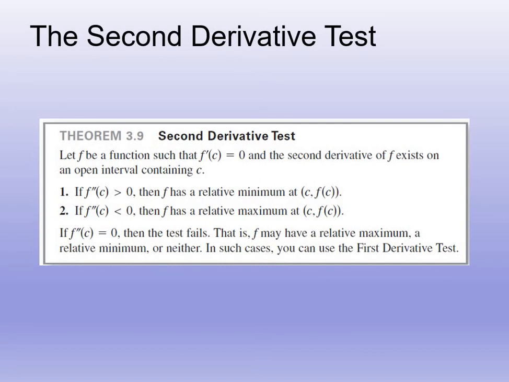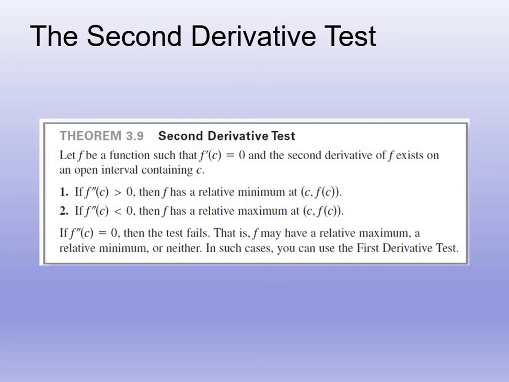So what's that telling us? The second derivative is greater than 0, that tells us that we are concave up. Anytime we're concave up, we're going to have a relative min. That's what that means there. If we look at the second part, when f double prime of c is less than 0, that tells us we are concave down. Anytime we have concavity down, we're going to create a maximum. So we will have a maximum at c, f of c.